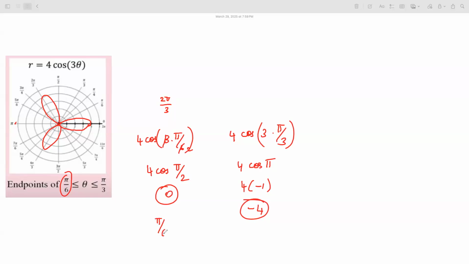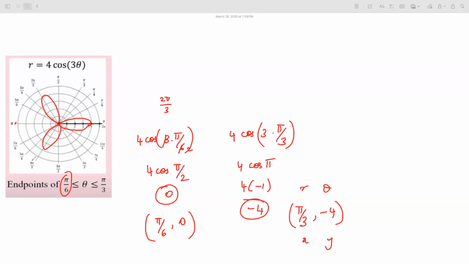So for pi by 6, it's not a rectangular coordinate, so that is a theta value. The r value is 0. Similarly, the theta value was pi by 3, and the r value was -4. Instead of saying x and y, I say it as r and theta. That's all.